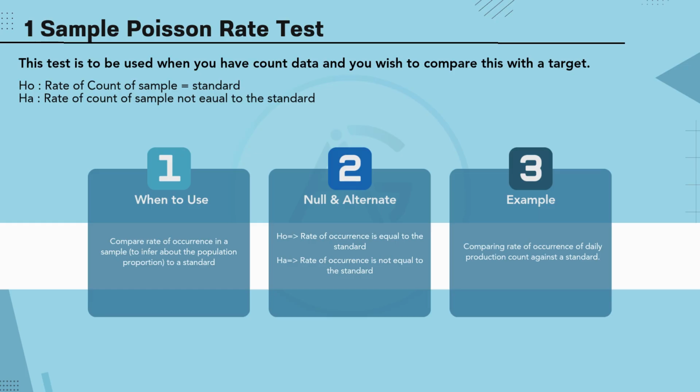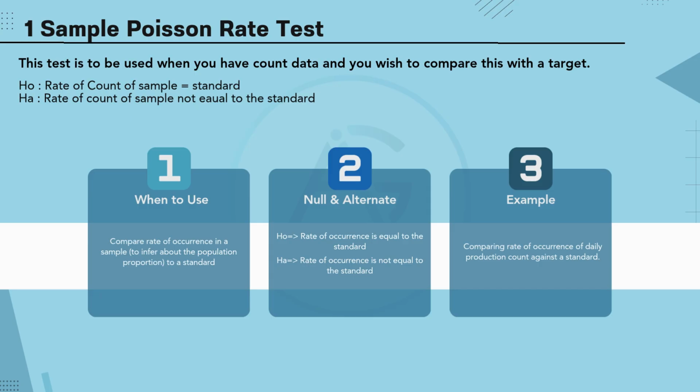Null and alternate hypotheses. H0, null: the rate of occurrence in your sample is equal to the standard or benchmark. HA, alternate: the rate of occurrence in your sample is not equal to the standard. This suggests that the system or process is behaving differently than expected.